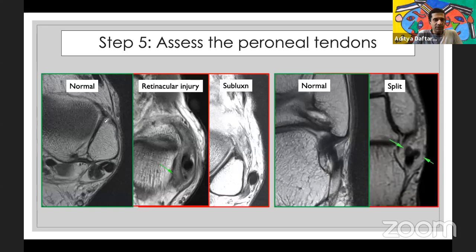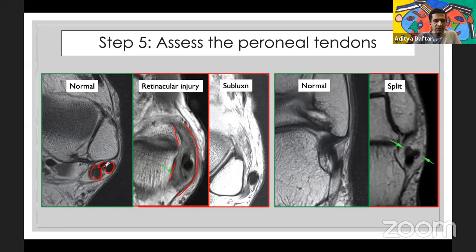Once you've done that, we turn our attention to the peroneal tendons. And here are the normal peroneal tendons. This is the muscle belly of the peroneus brevis here. You can see more anteriorly the tendon of the peroneus brevis, and more laterally, the tendon of the peroneus longus. Here is an example of somebody where you can see that the peroneal retinaculum, which is essentially this band of tissue that overlies it, is quite thickened and edematous. That is an example of a peroneal retinacular injury.